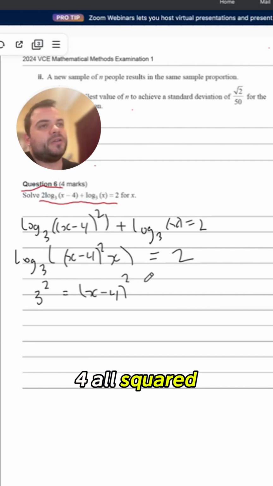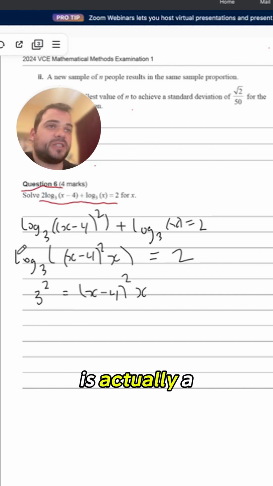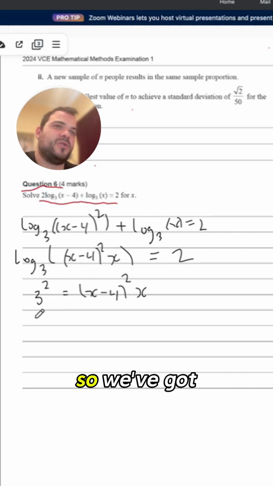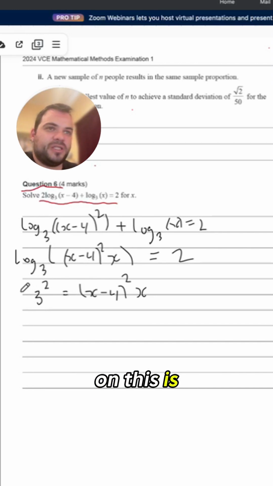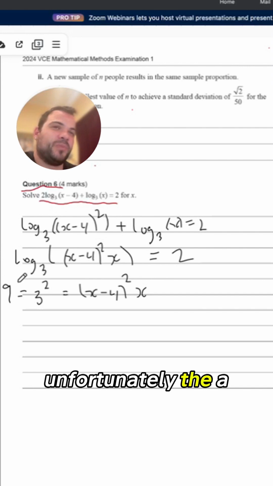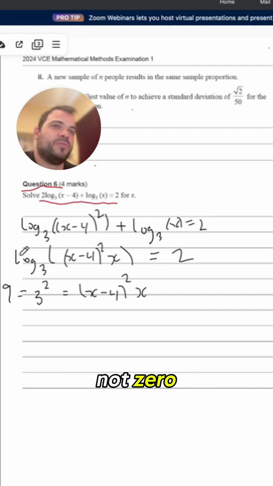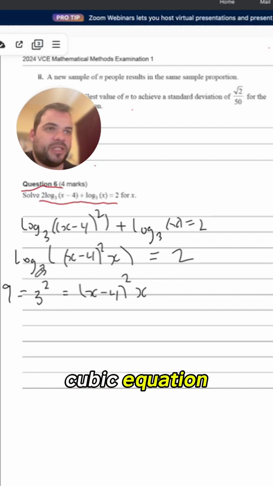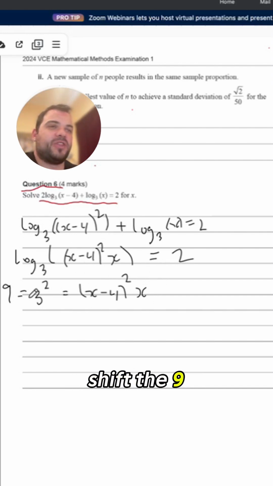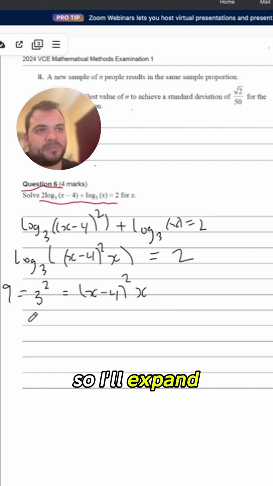So you can see that this is actually a cubic equation in disguise. So we've got this is 9. So we've got 9 is equal to (x minus 4) all squared times x. It's great that the cubic is factorized. Unfortunately, the number on the other side is not 0. So in order to solve this cubic equation, we now need to expand the cubic and shift the 9 to the other side. So I'll expand the cubic.